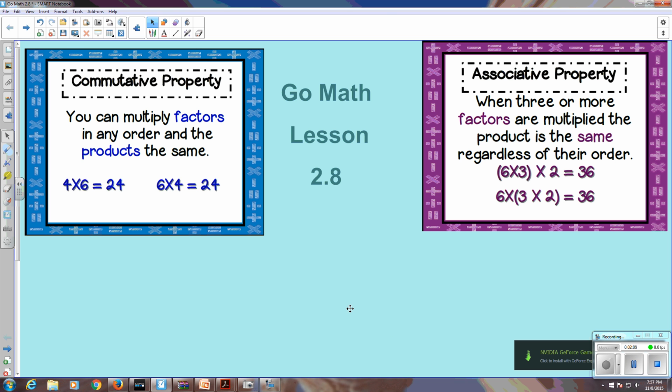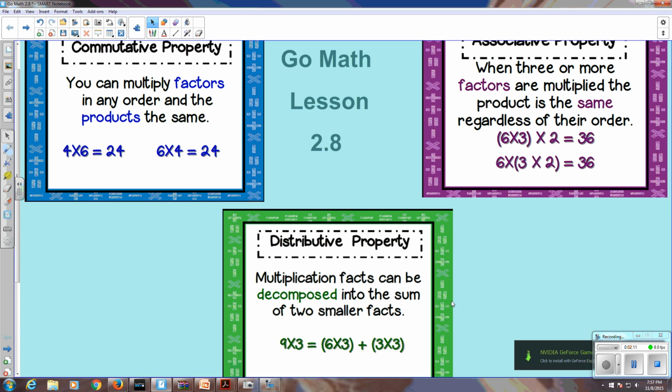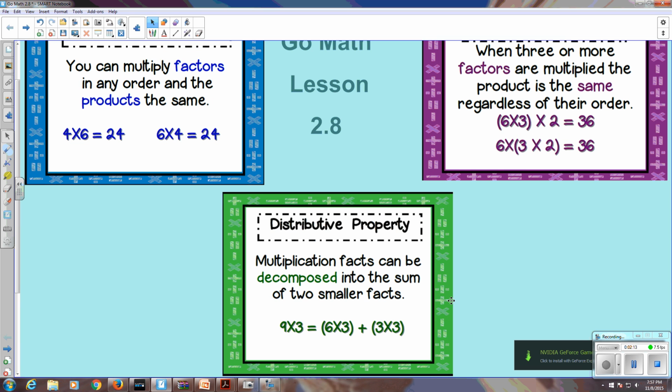And the third property we're talking about is the distributive property. This one tells us that multiplication facts can be decomposed or broken up into the sum of 2 smaller facts. And they give us the problem of 9 groups of 3. Here I'm taking the 9, and instead of doing 9, because maybe I don't know my 9 table so well, I'm doing 6 and 3 instead. And I'm going to multiply both of those by 3, so 6 groups of 3 and 3 groups of 3, and then I'm going to add that together.